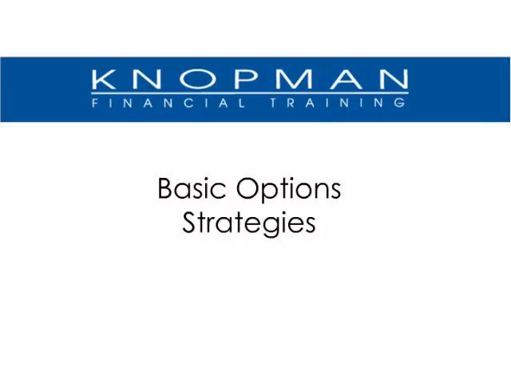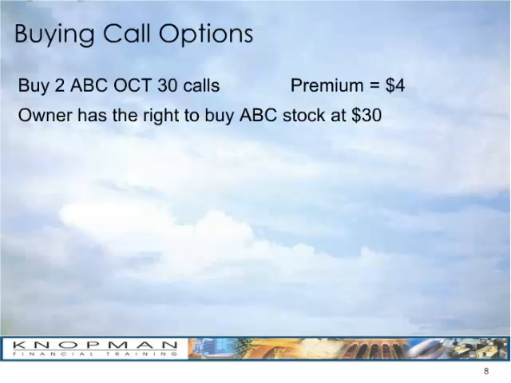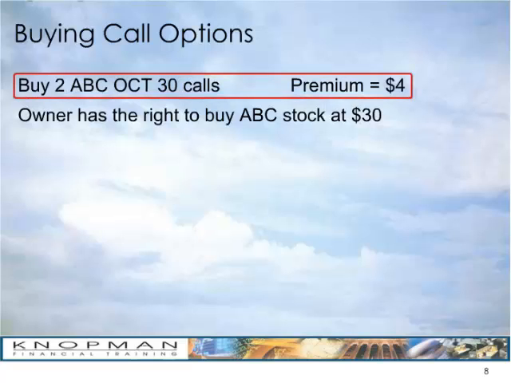Okay, so let's take that and move on to talking about some basic options strategies. In the first one, we're going to buy 2 ABC October 30 calls for a premium of $4 a share. So you see I've written out the position just as I spoke about earlier. So what does this mean? Well, call options represent the right to buy.